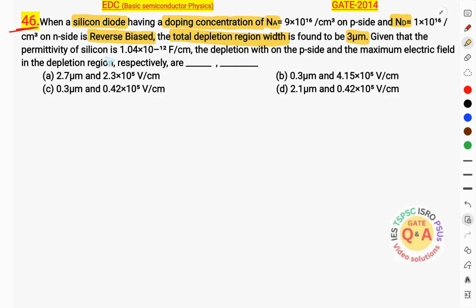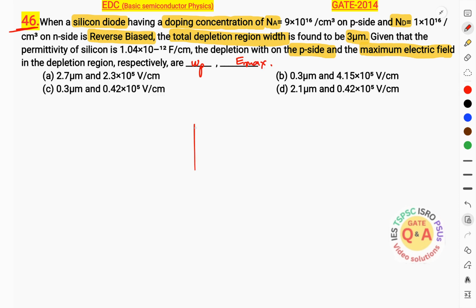Given that the permittivity of silicon is given, he is asking for the depletion width on the p side, and the maximum electric field in the depletion region. We need to find the depletion width on the p side and the maximum electric field.